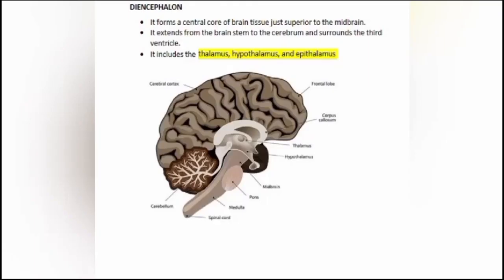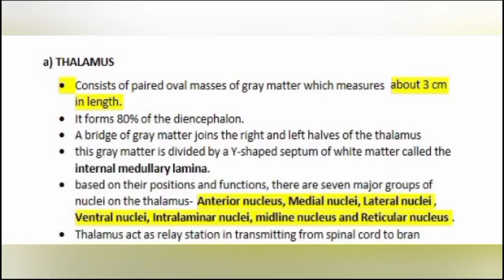First is about diencephalon. Diencephalon is the central core of the brain, present just superior to the midbrain. So you can note down this diencephalon in between the brainstem and cerebrum. It consists of thalamus and hypothalamus. First, what is thalamus? Thalamus is the largest part of the diencephalon, making up 80% of it. Other parts like hypothalamus and epithalamus are very small compared to thalamus in the diencephalon.